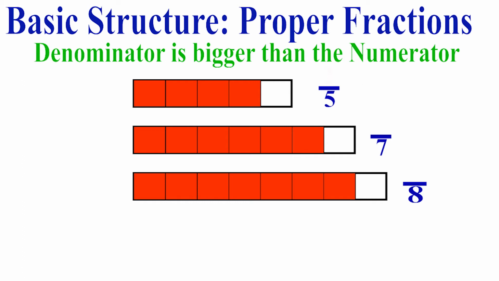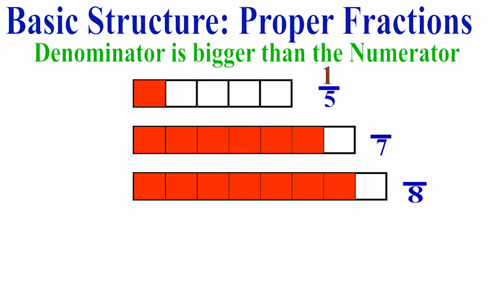Let's say you had a block with 5 sections of it. 4/5 is a fraction because you're picking 4 out of 5. So is 3/5, so is 2/5, so is 1/5. They're all fractions. They're all part of the whole. That's what a fraction is.